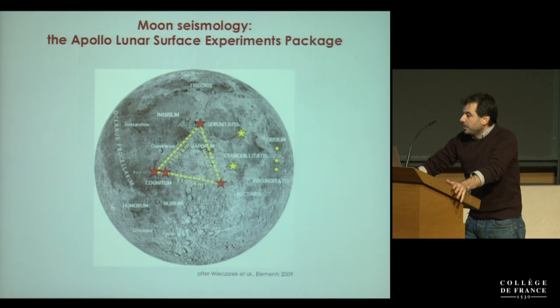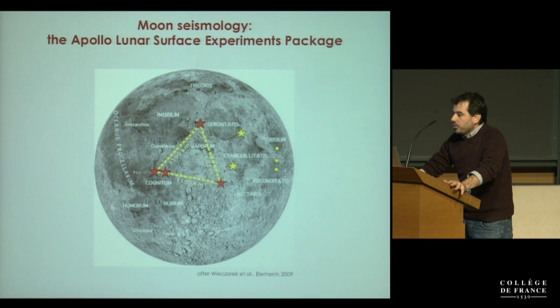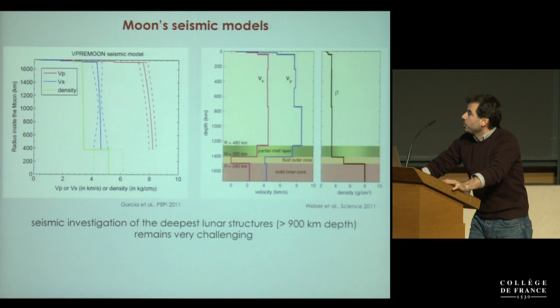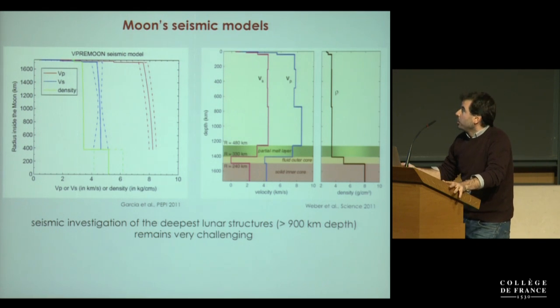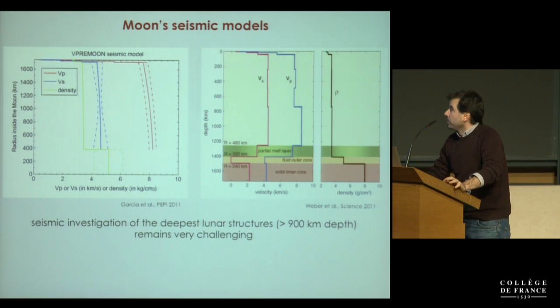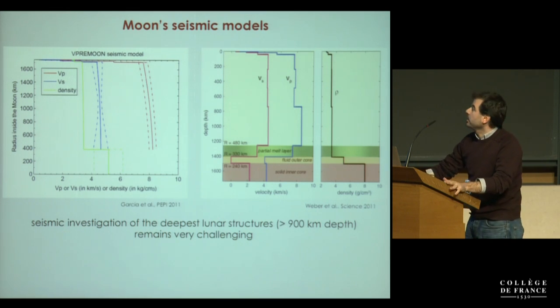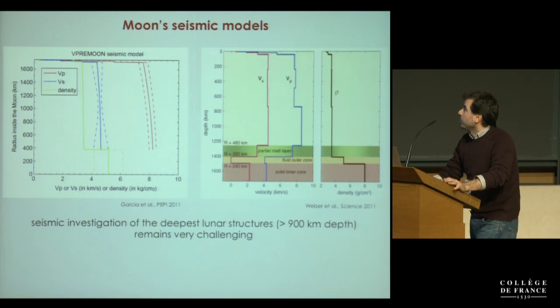In spite of the limited number of seismometers and the limited seismographic extent, all the problems Raphael already mentioned, this gave us a quite good idea and very precious information on the reference structure of the moon's interior. However, seismic investigation of the deepest part of the moon, and by deepest I mean the structure below a thousand kilometers depth, remains very challenging. You have already seen these two models, and so far, from a seismological point of view, there is only a single paper that put forward the seismic detection of an inner and outer core.